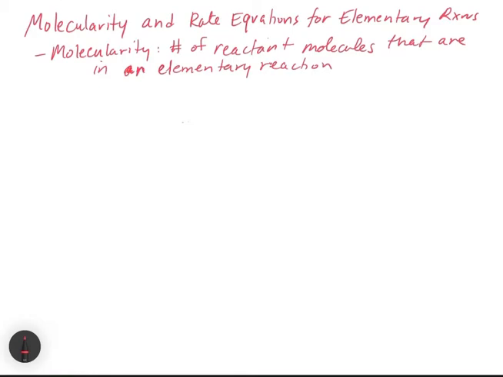The first one we can have is one molecule that comes together. This would be the number of molecules, and the title for this is unimolecular, or just one.